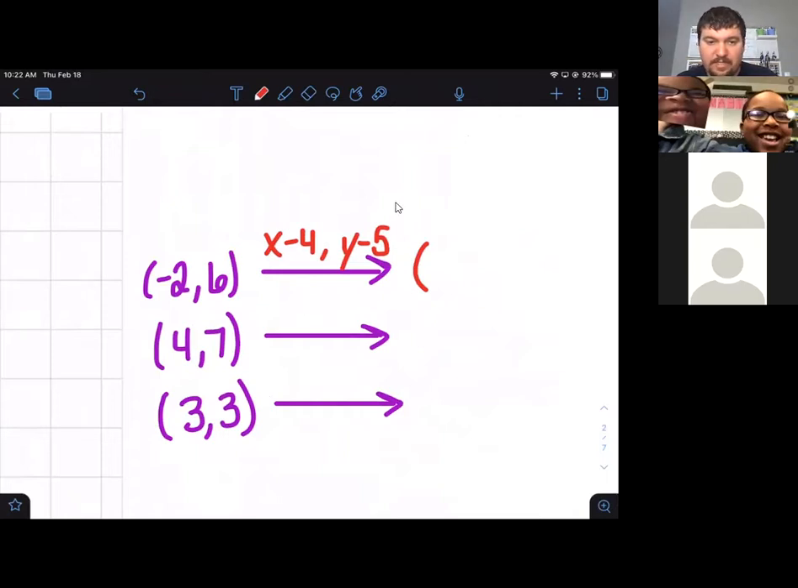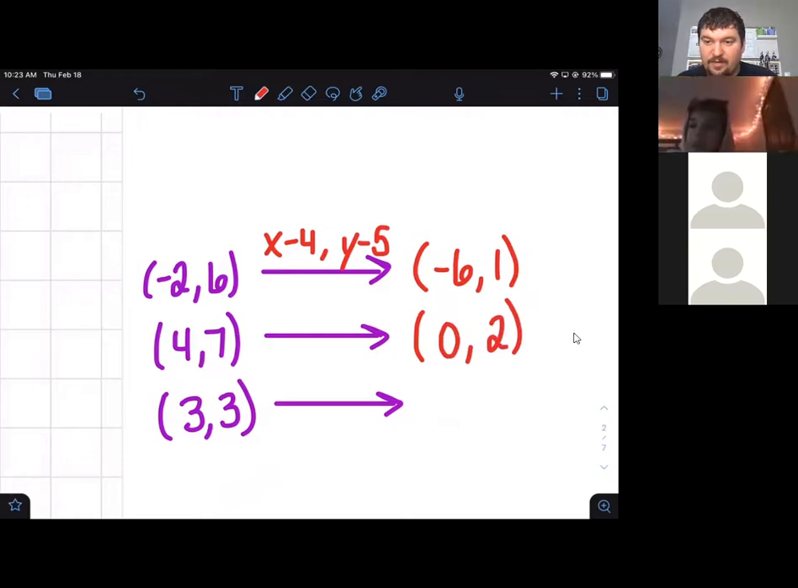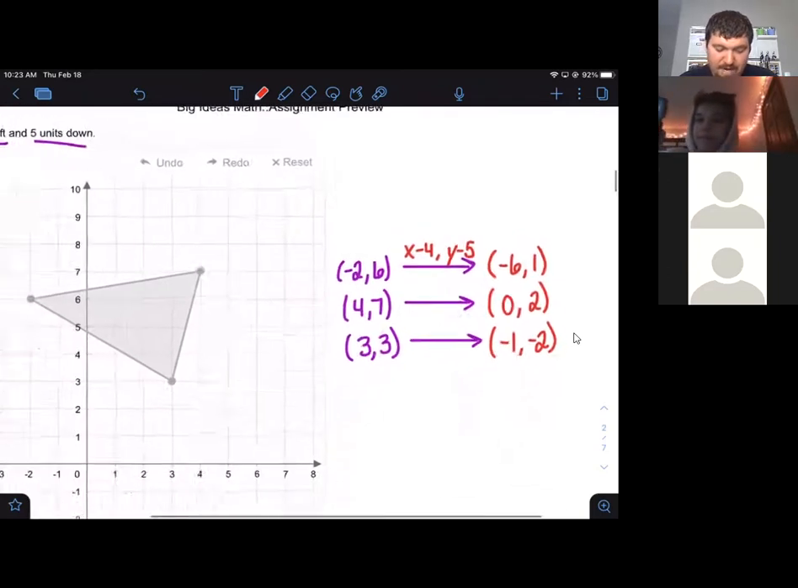Caleb, what is the -2, 6 point going to become? -6. And what about the Y variable? 1. Okay. Caroline, what about 4, 7? What's that going to become? 0, 2. Good. The next one. Max, you can do the next one. -1 and -2. Got it.